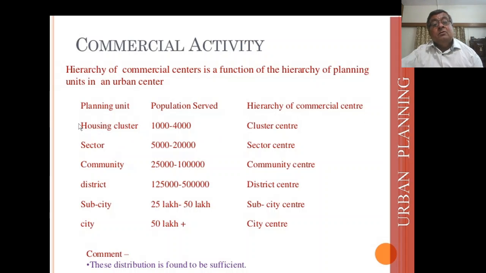Okay, so for housing cluster of 1,000 to 4,000 population, we should have a cluster center. Per sector, a population of 5,000 to 20,000, we should have a sector center. For community, a population of 25,000 to 1 lakh people, community center should be provided. For district, a population of 1,25,000 to 5 lakhs, we should have district center.